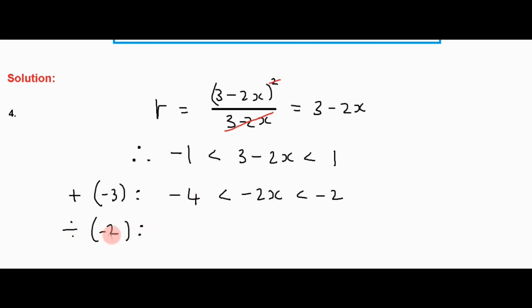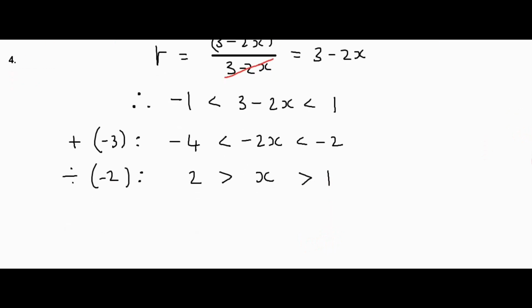So negative 4 divided by negative 2 is positive 2. We're dividing by a negative number, so the inequalities will switch around. So negative 2x divided by negative 2 is just x, or positive x. And negative 2 divided by negative 2 is 1.